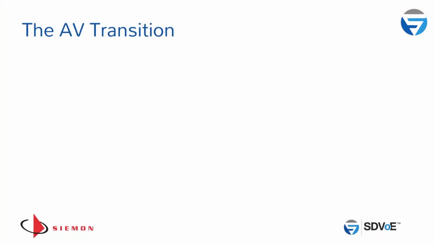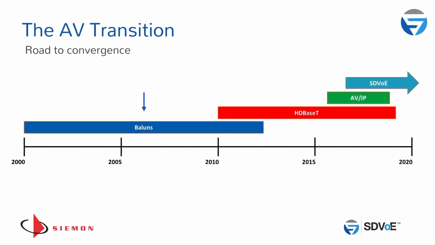So AV has been transitioning to twisted pair copper cabling and fiber for more than 20 years. And it started with Baluns, and now, the last 10 years it's been HDBaseT. And Baluns did a good job for what they were. They saw their time, and HDBaseT has been functioning great in this market.